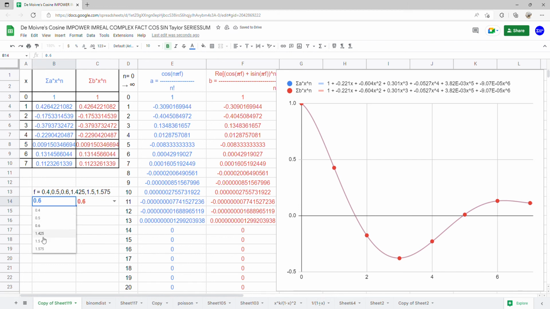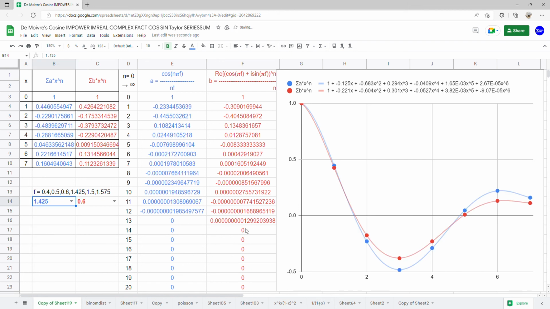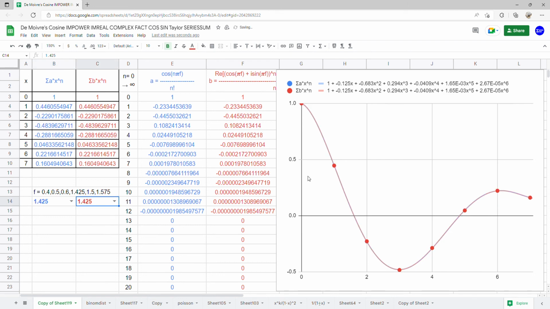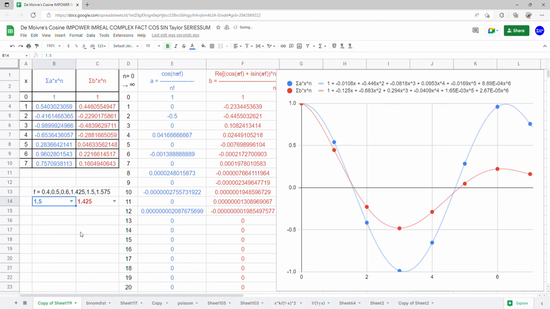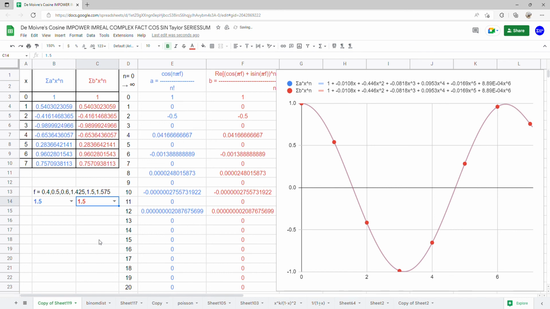Change this to 1.425. Still a decaying cosine. 1.425. Also a decaying cosine. Change the first one to 1.5. Now it's a steady state cosine. And we can also change this to 1.5. Now they're the same. Steady state cosine.